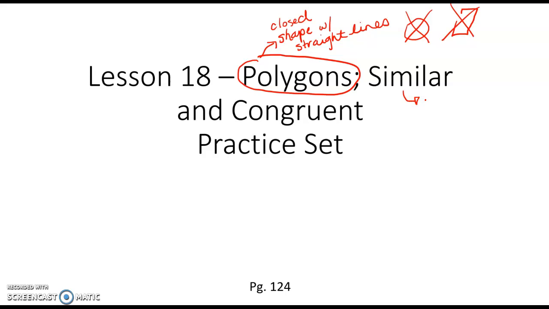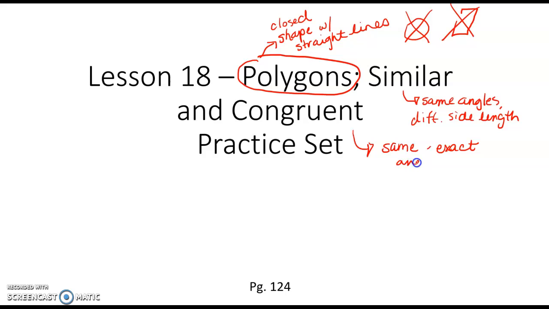Similar means same angles, different side length. And you may want to put all of this in the back of your spiral so that you have these definitions, because you're going to see these again. And congruent is just a fancy word for same, like exact same angles and sides.